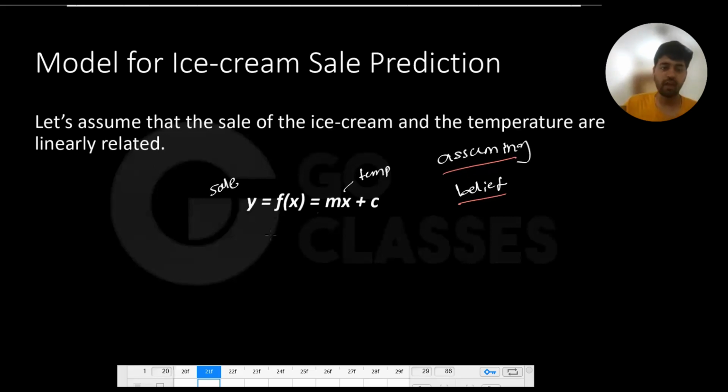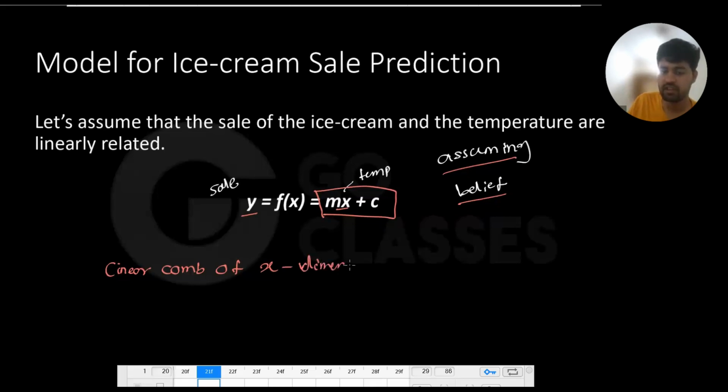So I'm saying that y is linearly related to x. When I say linearly related, this is the functional form that we generally assume. It's a linear combination. Again, there is no combination here because there is only one x, but there can be multiple x, x1, x2, x3, and then it will be a linear combination of those, a combination of x values or x dimensions.